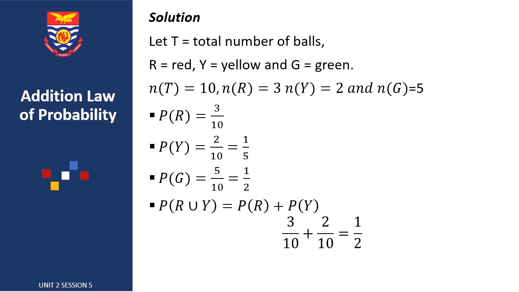Now the D part, the probability of R union Y, that is either red or yellow. It is the same as the probability of R plus the probability of Y, because it is mutually exclusive. The two events cannot happen together. You cannot have a ball which is yellow at the same time red. So the solution will be 3 over 10 plus 2 over 10, where 3 over 10 is for the red balls and 2 over 10 is for the yellow balls. And with the algebra, we should get 1 over 2.